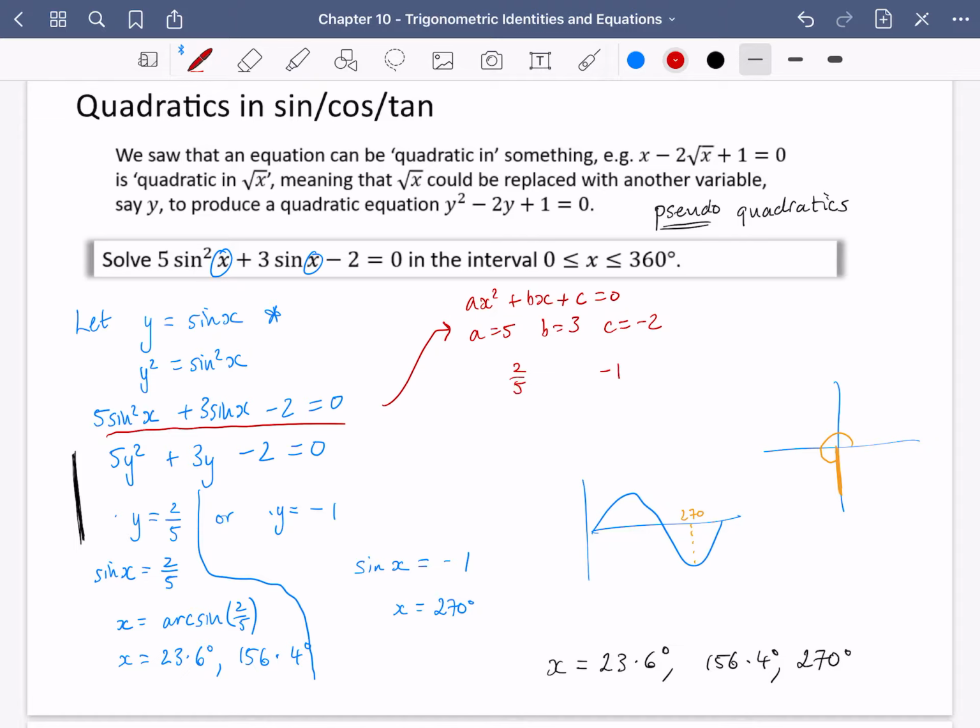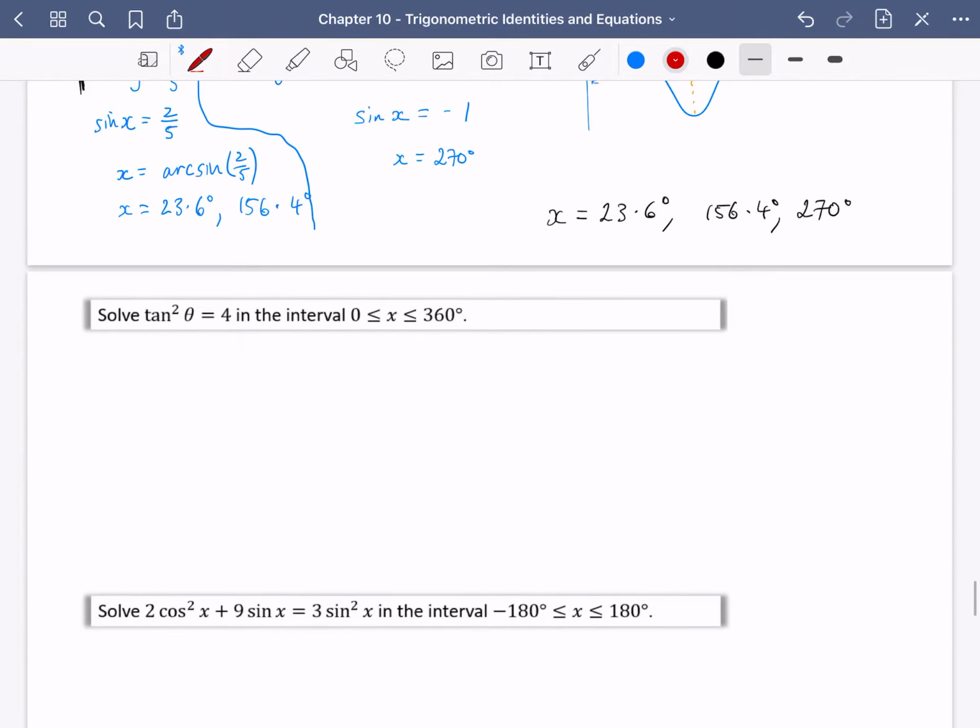The only thing you have to notice here is that this is not the answer. This is not x equals 2/5, but this is sine x equals 2/5 and sine x equals -1. And then you go about solving the equations in the same way as before. So I'm going to do another example now on the next page.